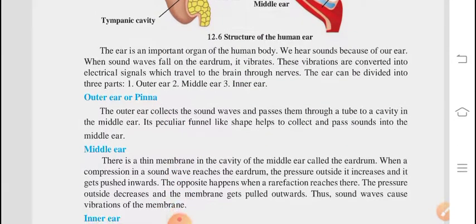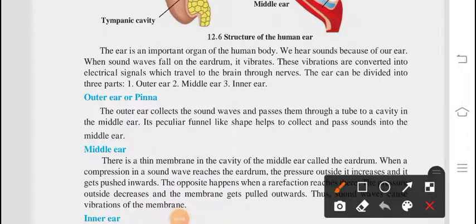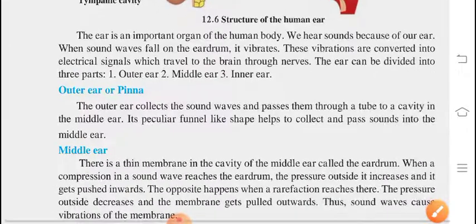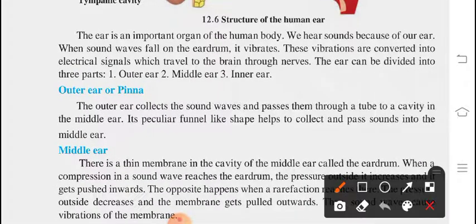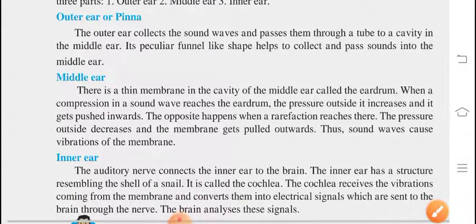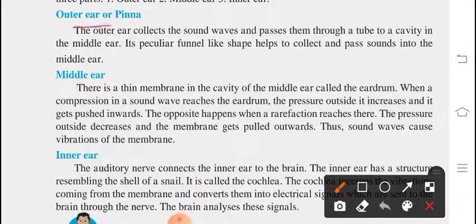The ear is an important organ of the human body. We hear sound because of our ear. Obviously we know this thing. Without the ear we won't hear. When sound waves fall on the eardrum, it vibrates. These vibrations are converted into electrical signals which travel to the brain through nerves. The ear can be divided into 3 parts: outer ear, middle ear and inner ear. So we will discuss the outer ear. The outer ear, whose other name is pinna.